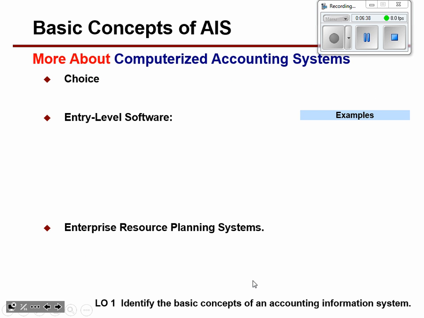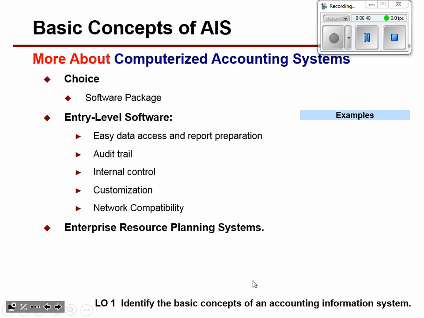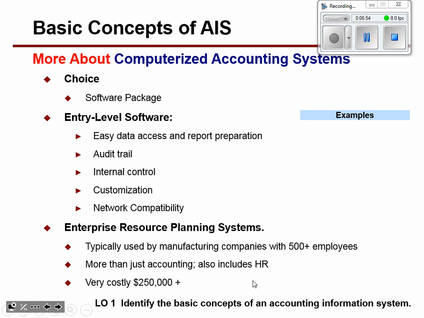A little bit more about computerized systems. There's really three. You can choose a software package that already exists. You could get what's called entry-level software, or you could get ERP, which is Enterprise Resource Planning System. Let's take a peek at each of them.